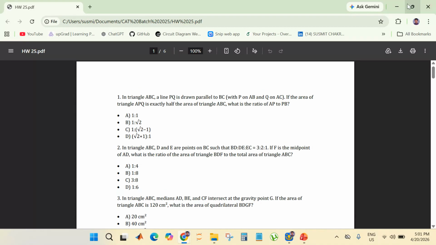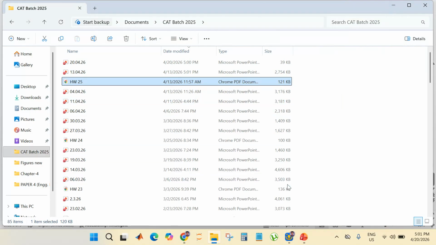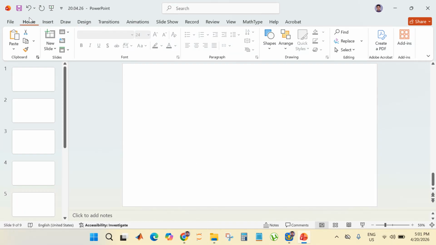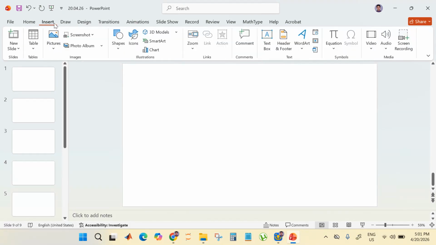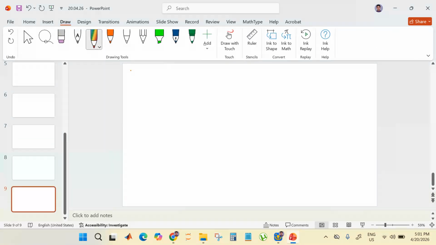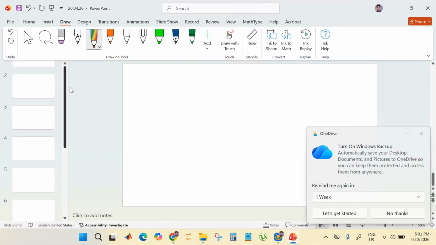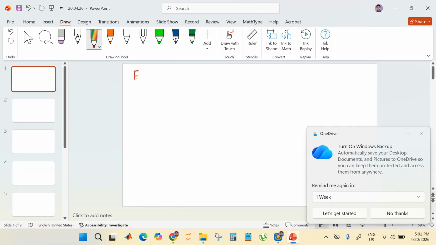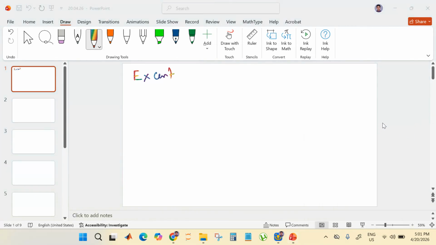So I will continue after homework 25 with the new topic. Today we have to do the excenter. The last topic was the incenter, so today we have to start from the excenter. Okay, so what is an excenter? First you have to know what an excenter is.